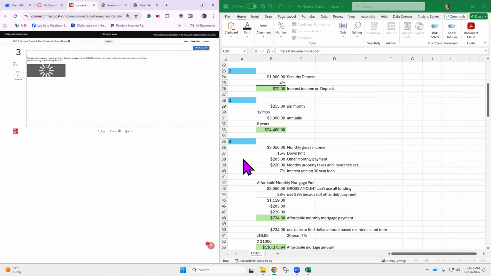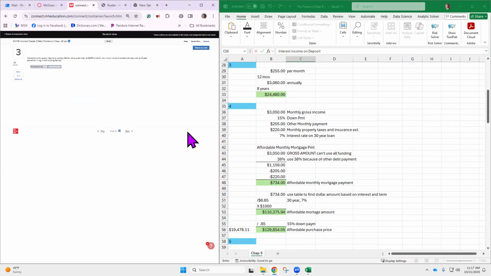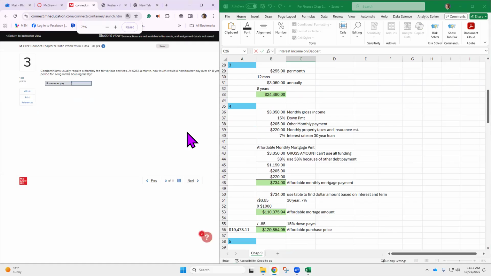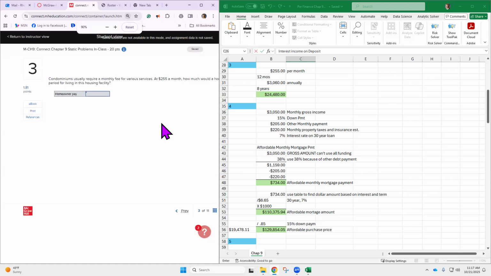Very good. Number 3. We are working on a condominium, which usually requires a monthly fee for various services at $255. How much would a homeowner pay over an 8-year period for living in this housing facility? So maybe if you buy a condo, some of these are called homeowners associations, sometimes do the same thing. They mow your grass, they do this and that to take care of your place so you don't have to worry about it so much.